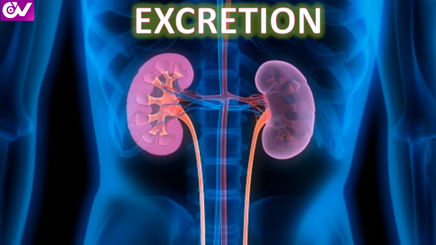Next comes excretion. Excretion is nothing but releasing waste out of our body. It also differs between animals and human beings on one side and plants on the other. Plants excrete in a different way, whereas animals and human beings more or less excrete in the same way.